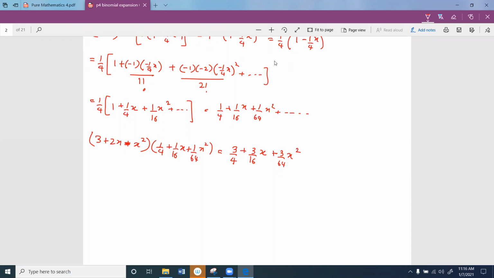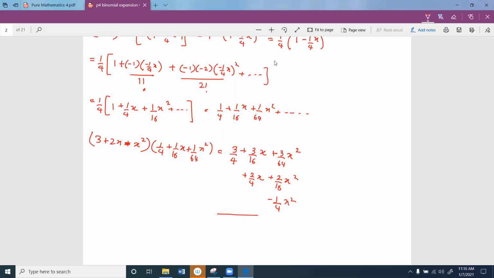Then I'll multiply everything with 2x. 2x into 1 over 4 is 2 over 4; I'll just write it, later on you can simplify. 2x into 1 over 16 plus 2 over 16x to the power 2. 2x into x squared is x to the power 3, no need of writing it, because we need to write the expansion up to x to the power 2 only. Minus x squared into 1 over 4 is minus 1 over 4x squared.